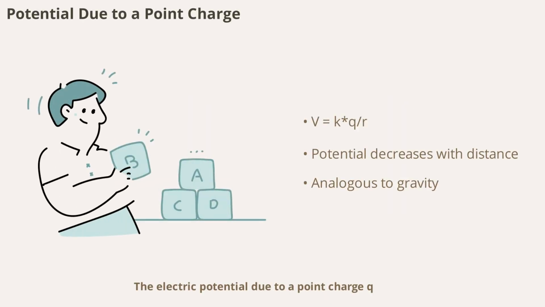Electric potential due to a point charge q at a distance r is given by V equals k q over r. This formula shows that potential decreases with distance from the charge. The concept is similar to gravitational potential, making it easier to visualize. Knowing the potential at various points helps us calculate the work required to move charges and analyze energy changes in electrostatic systems.